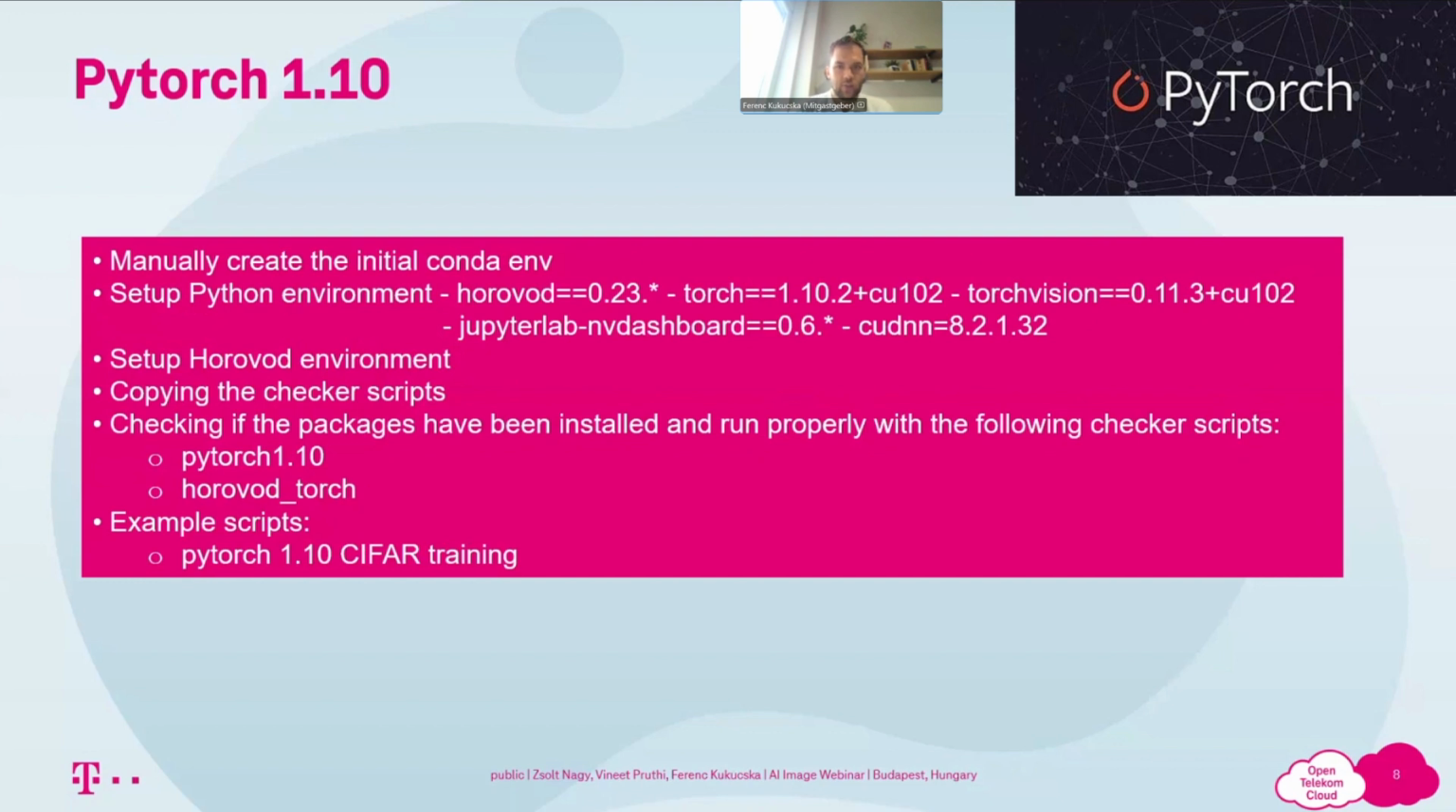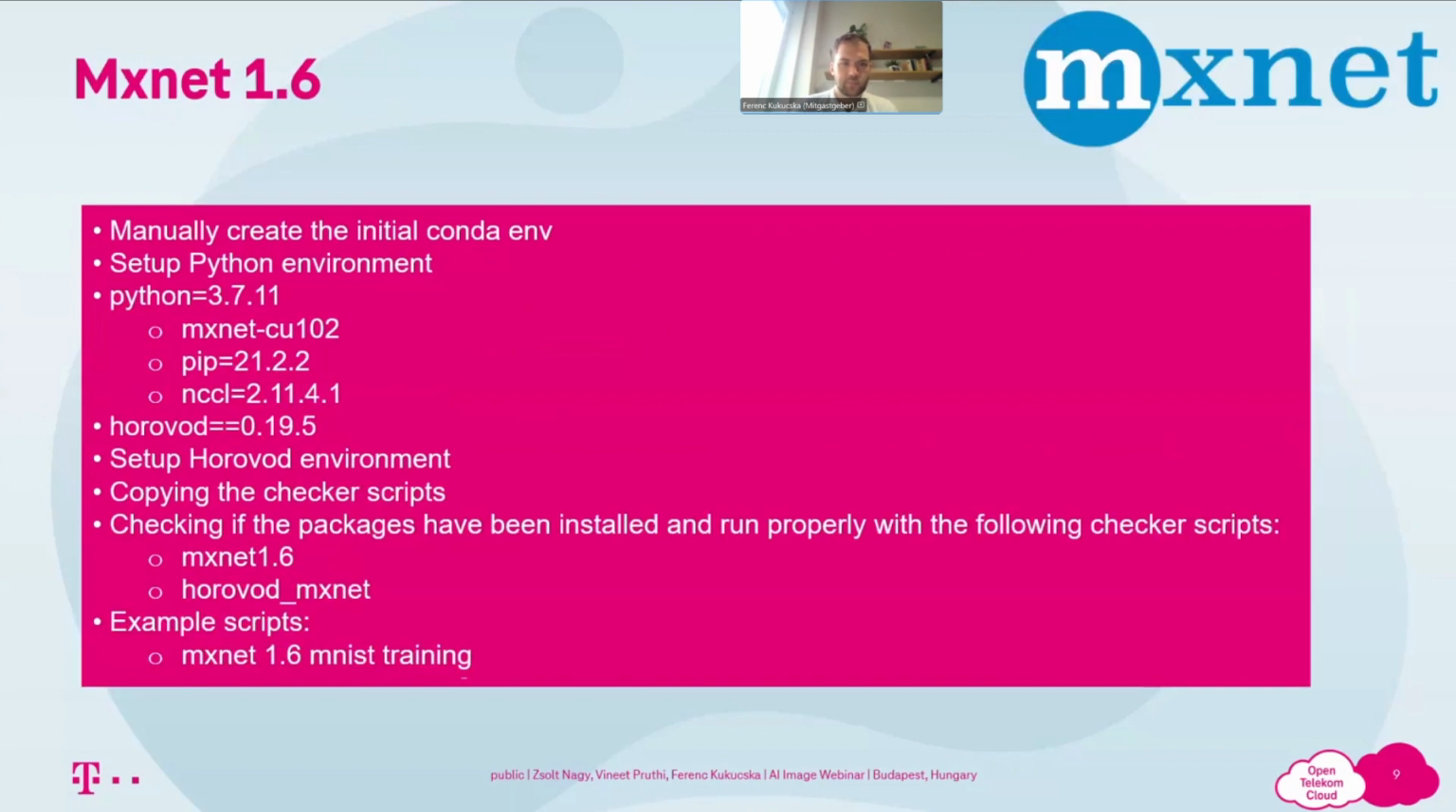There is not much difference between PyTorch 1.6 and PyTorch 1.10 except for the version numbers again and the usage of TorchVision, which provides very useful tools for image manipulation and image classification. We also have JupyterLab in here and cuDNN for the GPU support, and again the CIFAR training, CIFAR dataset.